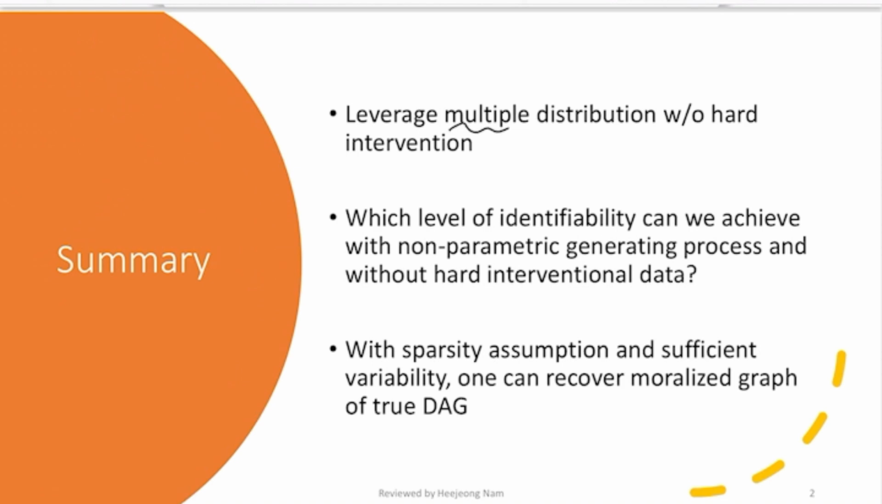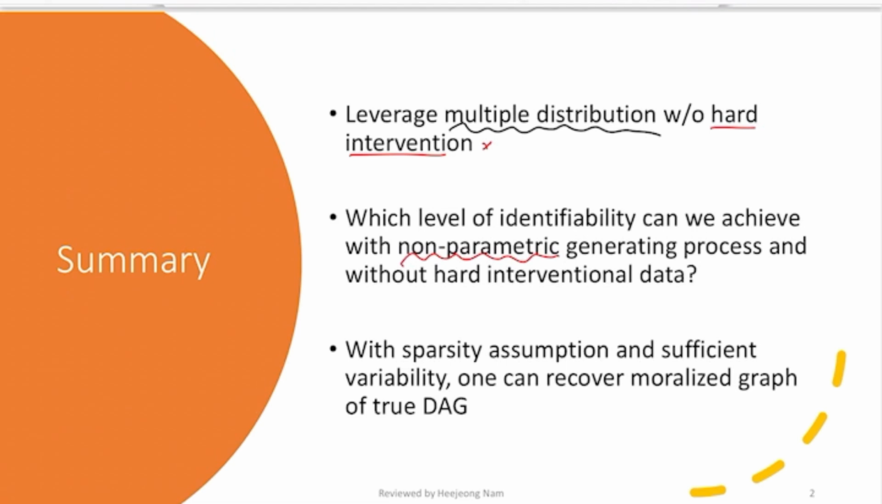The first one is they leverage multiple distributions without using hard interventional data, which is often considered an unrealistic setting. Secondly, they came up with a question: which level of identifiability can we achieve with a non-parametric generating process and without hard interventional data?